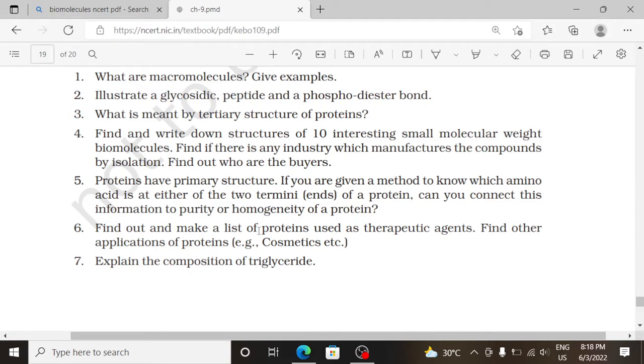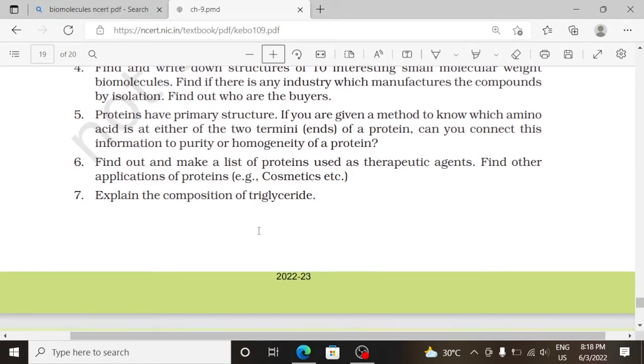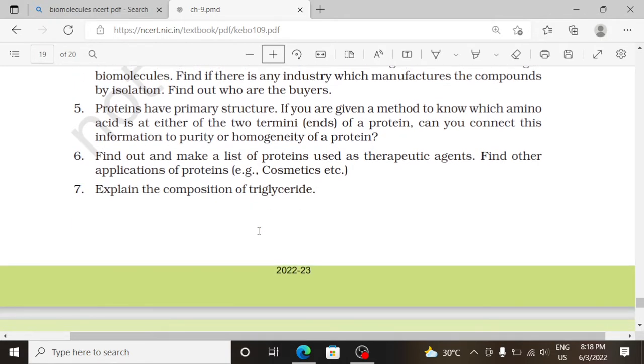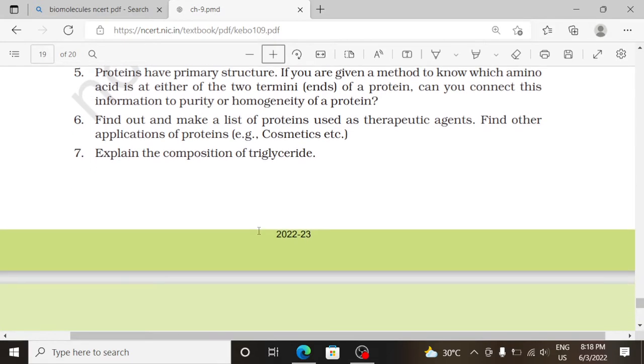5, proteins have primary structure. If you are given a method to know which amino acid is at either of the two termini, that is ends of a protein, can you connect this information to purity or homogeneity of a protein? Find out and make a list of proteins used as therapeutic agents. Find other applications of proteins, for example cosmetics.